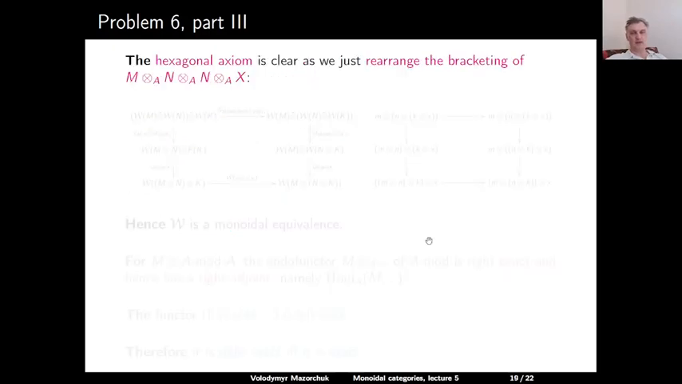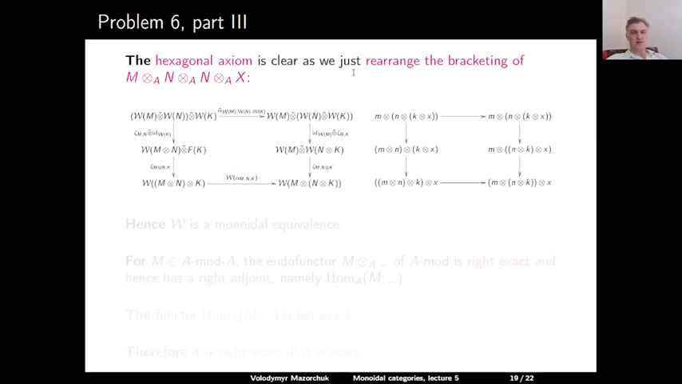And then the hexagonal axiom is actually obvious because both the associators and zetas are given in terms of rearranging the brackets. So if you look at the hexagonal axiom, then for each term we have a certain way to write the brackets on the tensor product of M and K and X. And so we start with one of the bracketings and then we rearrange the bracketings and we arrive at some other bracketing. And it doesn't matter how we go in this axiom, we end up in the same bracketing. So this diagram is also clearly commutative. So therefore, W is indeed a monoidal equivalence.